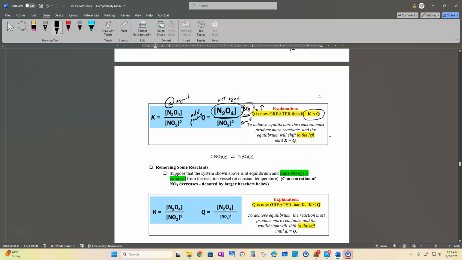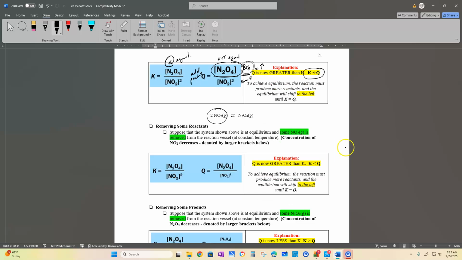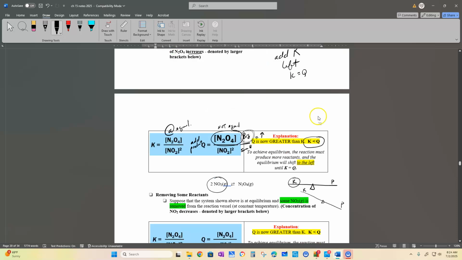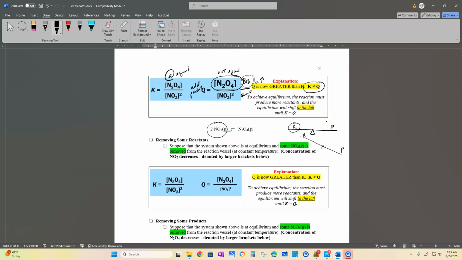If you actually remove some reactants, don't get tripped up by removing. So if I remove some reactants, what does my teeter-totter look like? Well, remember this was my reactants and products, but I lost some reactants. So isn't he kind of now floating in the air? Which looks kind of like that scenario right there. Same thing, because I removed some NO2, look at what happened.